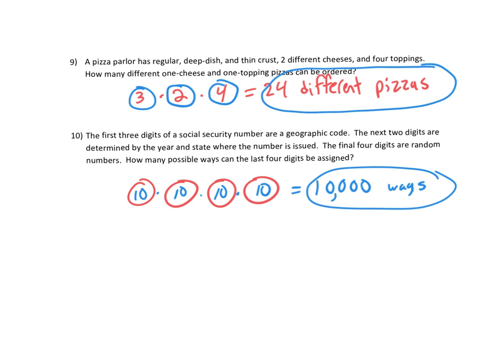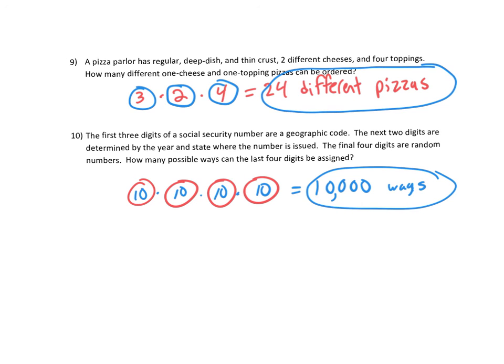All right, so for the pizza question, we had 3 decisions to make. We had the kind of crust, and there were 3 different kinds of crusts. The next decision was the kind of cheese, and there were 2 different cheeses. Then we had which toppings, and there were 4 different toppings. We multiply those together, and we get 24 different pizzas.